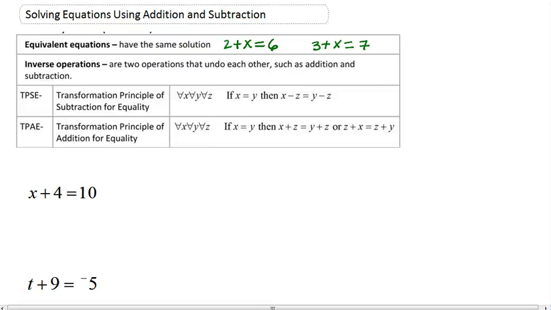This video is called Solving Equations Using Addition and Subtraction. Let's start with some vocabulary. The first vocabulary term, equivalent equations. These are equations that have the same solution.